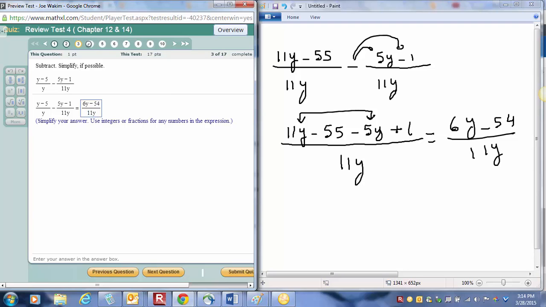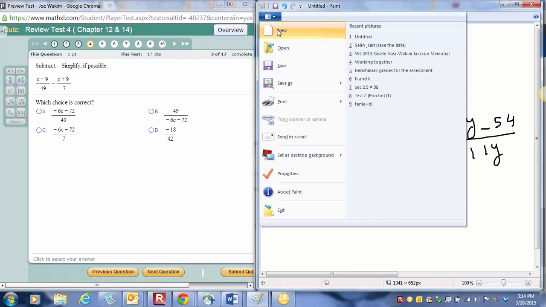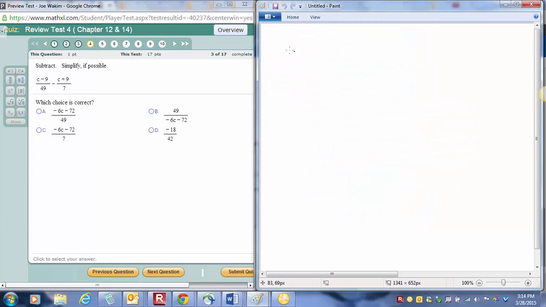Let's move to number 4. Here again we need to subtract. We don't have the same denominator, but if I multiply this by 7 up and down, I'll get a 49. Let's do that. So here all we have to do, keep the first fraction or rational expression the same. Second one, I need to multiply up and down by 7. So that would be 7c, 7 times 9, 63, over 7 times 7, 49. So to make the same denominator, I multiply up and down by 7. That would be 7c, 7 times 9, 63.